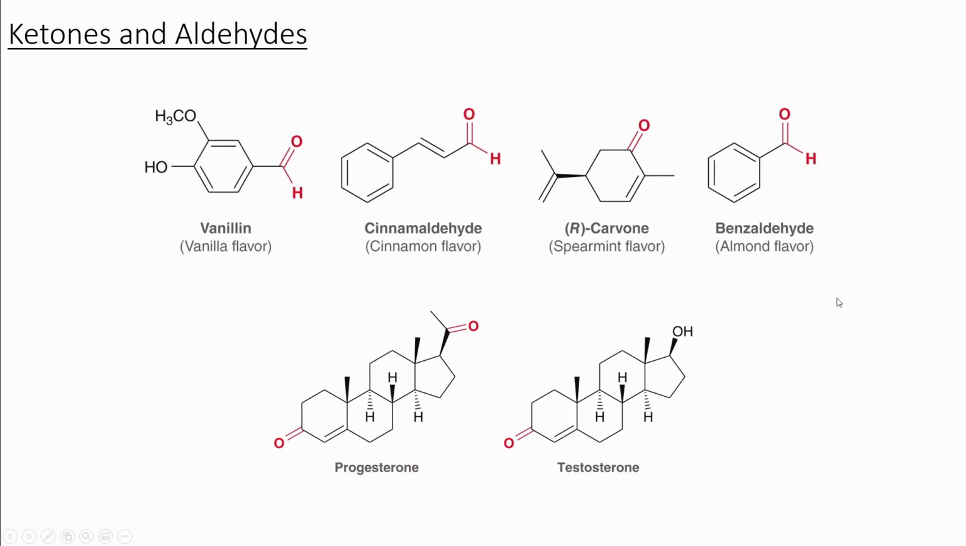There are a large variety of natural products that contain these two functional groups. A few that you might be familiar with: vanilla and cinnamon come from vanillin and cinnamaldehyde. Carvone gives spearmint flavor, and benzaldehyde gives almond flavor. These functional groups are also present in most steroids.